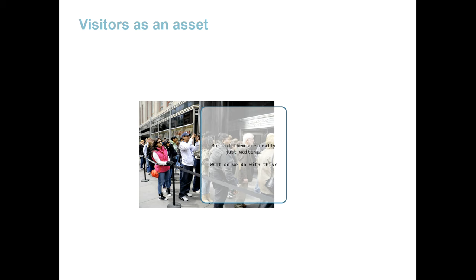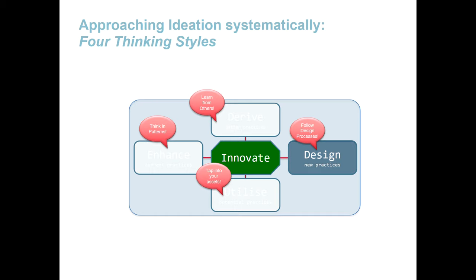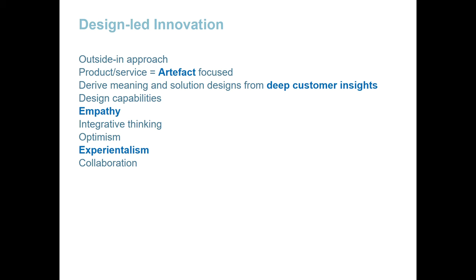This was the third thinking style, and now comes the fourth and final thinking style, which is design, where we try to follow the design process to innovate. And this is an approach that is actually better known under the umbrella term of design-led innovation. Again, this is an outside-in approach. So unlike enhancement or utilization, which are inward-focused, it's a little bit more like derivation in that it's outward-focused. We start looking outside of our organization.